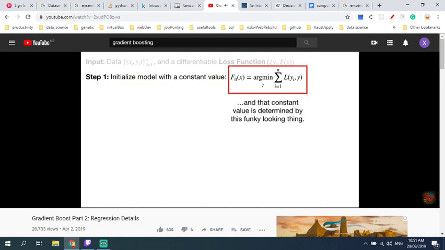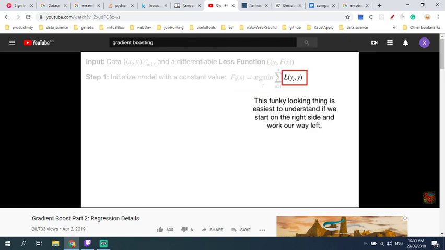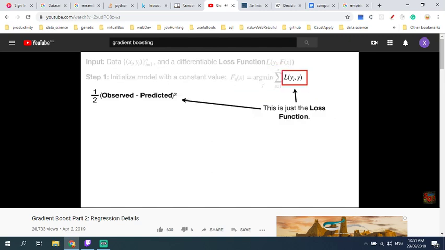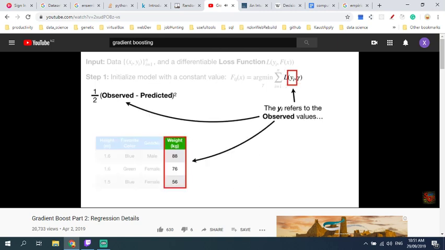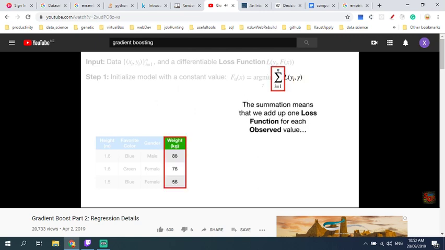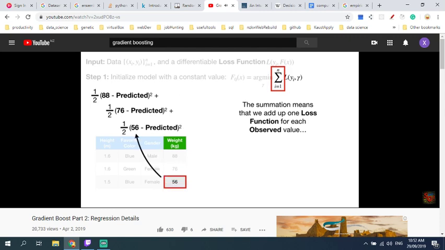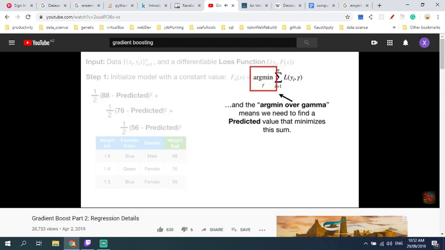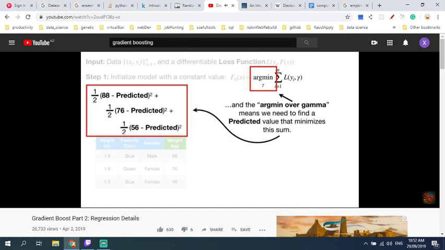And that constant value is determined by this funky looking thing. This funky looking thing is easiest to understand if we start on the right side and work our way left. This is just the loss function. The y sub i refers to the observed values. And that funky looking symbol, called gamma, refers to the predicted values. The summation means that we add up one loss function for each observed value. And the argmin over gamma means we need to find a predicted value that minimizes this sum.